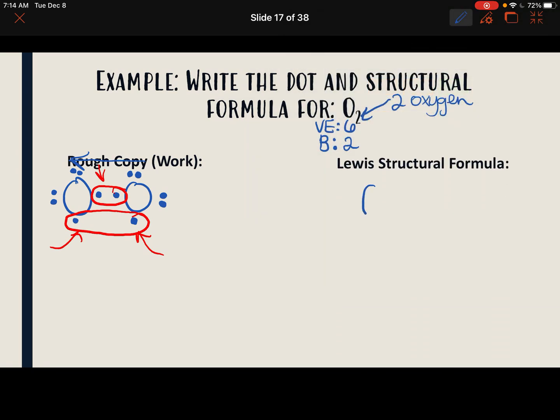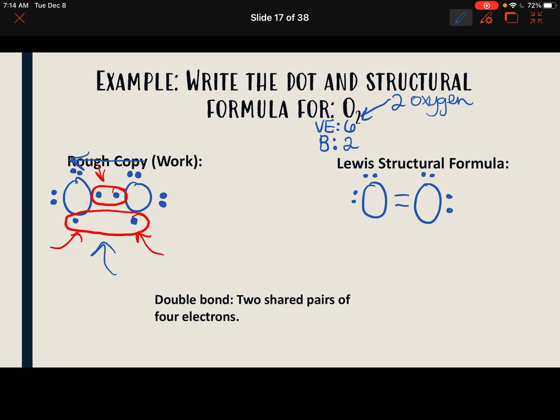So my Lewis structural formula, remember one line means 2 electrons are shared, but here we see that 4 electrons are shared. So I'm going to put 2 lines because those 2 lines tell me that 4 electrons are shared. And this is called a double bond. So it's 2 shared pairs of 4 electrons.